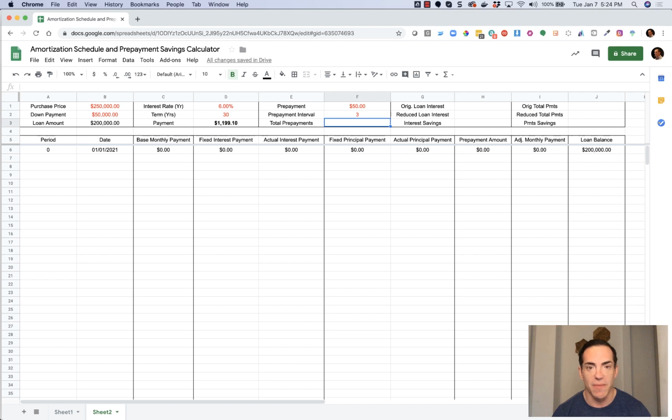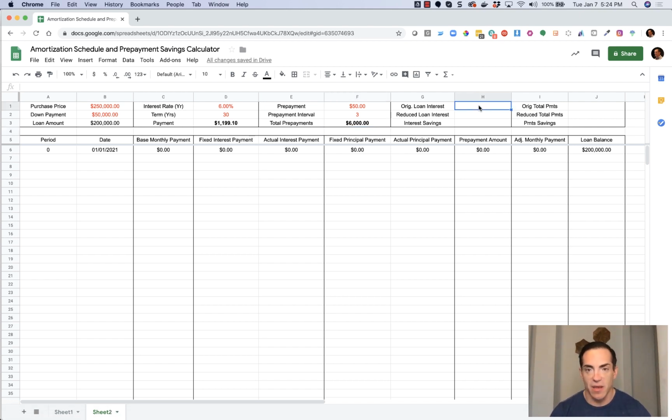So then your total prepayments is basically saying, over the total life of the loan, based on the prepayment interval and the prepayment amount that I chose, how much did I spend in prepayments? For that, you would take the term of the loan times 12, divide that by the prepayment interval, and then multiply that times the prepayment amount. So in this case, if we're paying $50 every 3 months as an additional payment on the loan, over the course of 30 years, we're going to put in a total of $6,000 in prepayments.